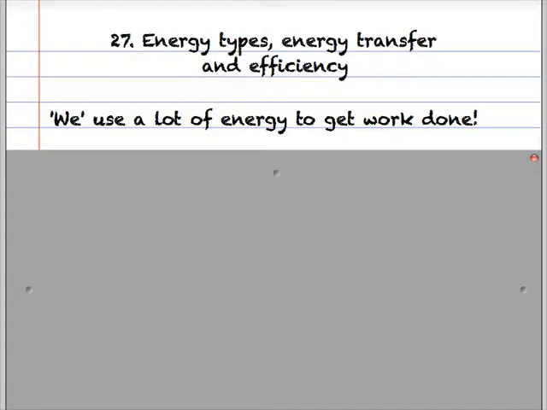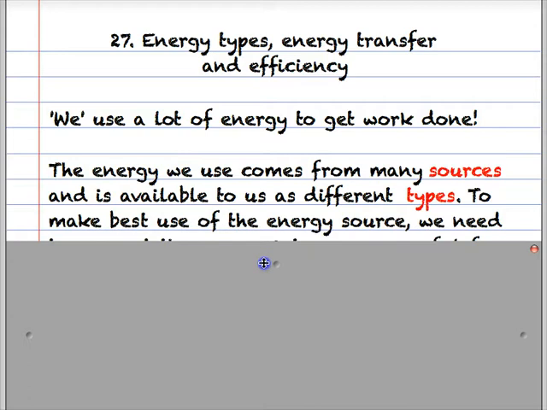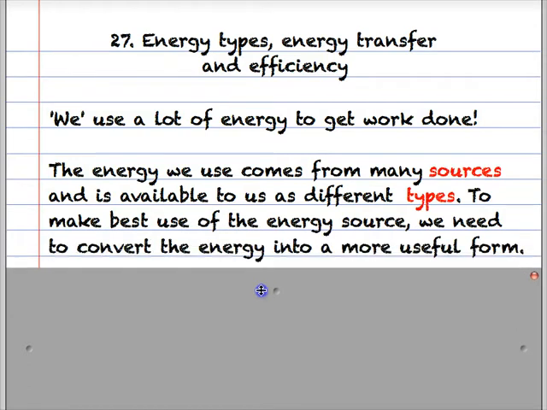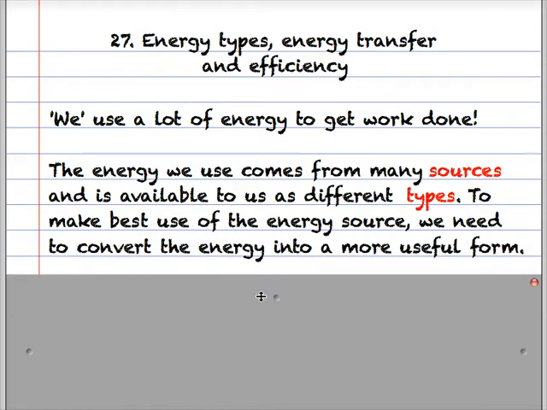In podcast 27, we're going to look at energy sources, where we get our energy from, the different types of energy that these energy sources have, and how when energy is transferred, we always lose some, leading to the idea of efficiency. We always have to use a lot of energy to get work done in our lives. And the energy we use comes from many different sources and is available to us as different types.